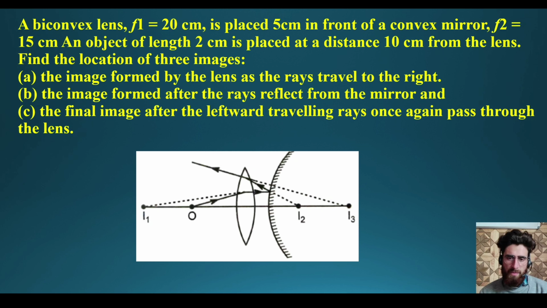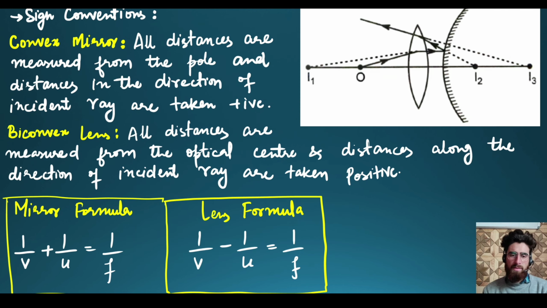Let's take this question. Here we are given a biconvex lens that's been placed in front of a convex mirror. It's being placed at a distance of 5 centimeters from the convex mirror. That's given in the question. Apart from that, the focal length of the convex lens as well as the convex mirror is given. The object distance is given in the first case. We have to determine the image distance in all the three cases. Okay, so we will begin with this.